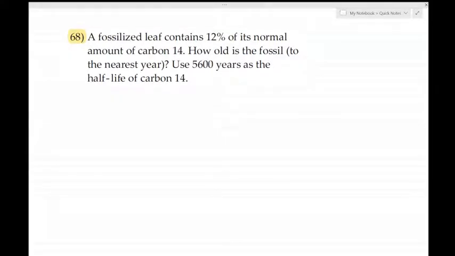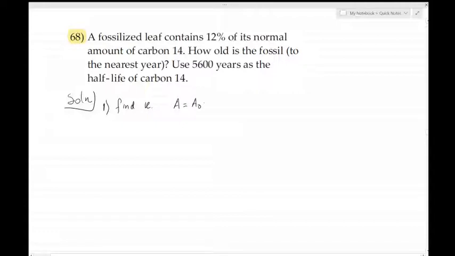Number 68, a leaf fossilized contains 12% of its normal amount of carbon-14. How old is the fossil to the nearest year? Use 5,600 years as the half-life of carbon-14. So, two-step problem. Step number one, find the value of k, right? And the equation we're using is A equals A sub 0 e to the power kt. If you remember, you can solve for k and t, right? So A is equal to A sub 0 e to the power kt. So if I divide by A sub 0, I have e to the power kt, right? So step one of solving for k or t. Then I'm going to apply ln.